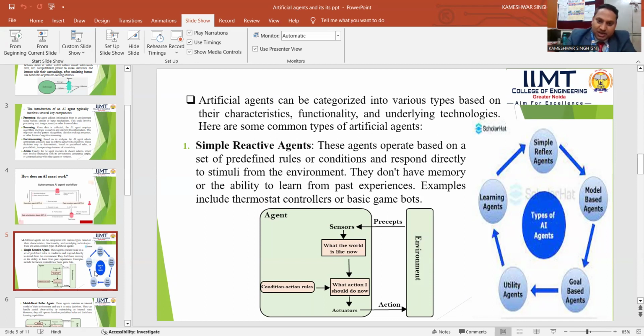So here is the environment, and the sensor observes the temperature is 45 degrees. So what the world is like now: 45 degrees temperature, and it takes the action and the AC will be on. That is the action I should do now. With these conditions, the actuators activate the actions and the AC will be on. After that, simple reflex agents are not the model-based type of agents.